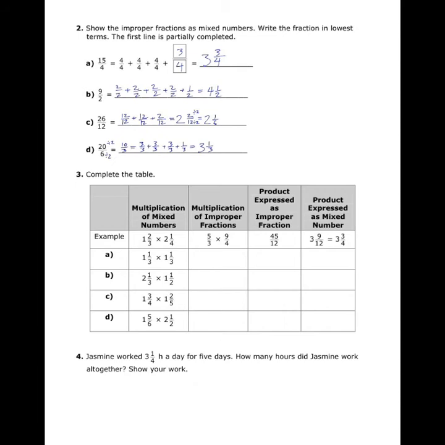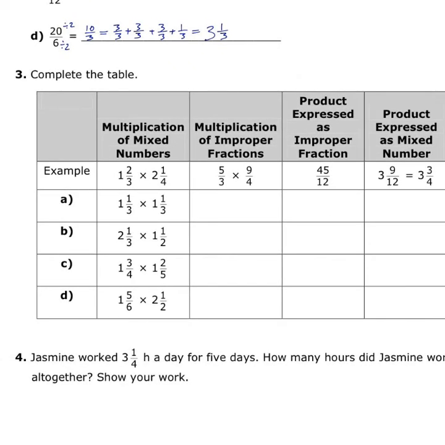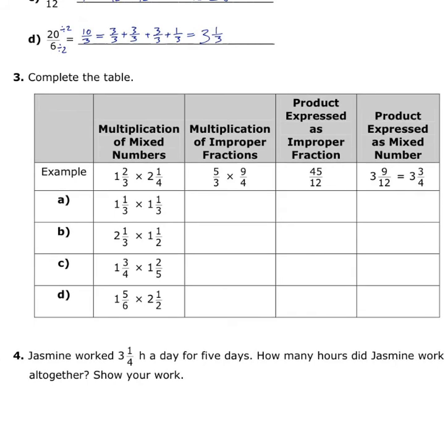So now we're going to get lots of practice with multiplication of mixed numbers, starting with the mixed numbers, changing them to improper fractions, getting the product as an improper fraction, and then switching it back into a mixed number. That's what we're going to do in number 3, where it says to complete the table. Okay, so here we go.